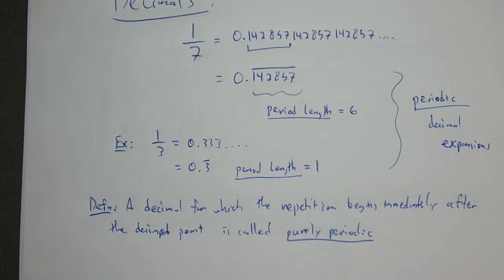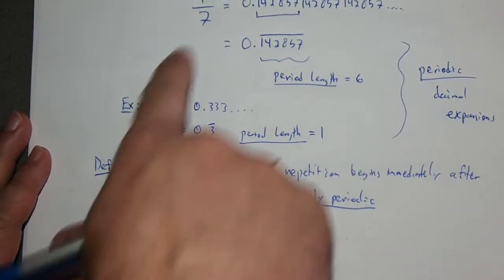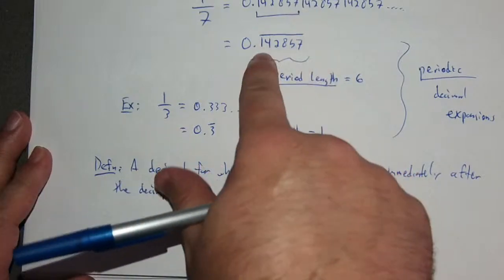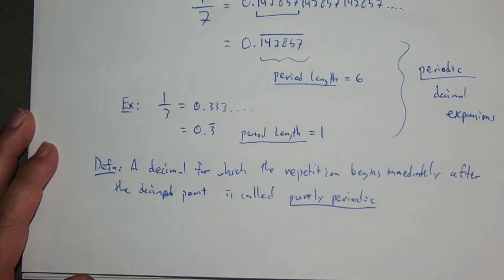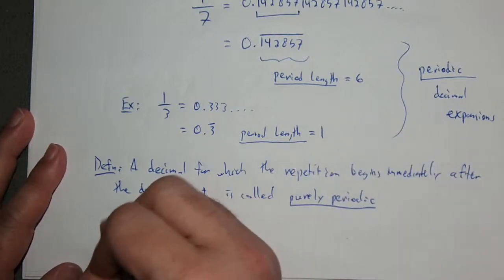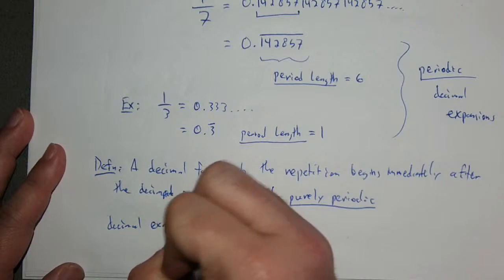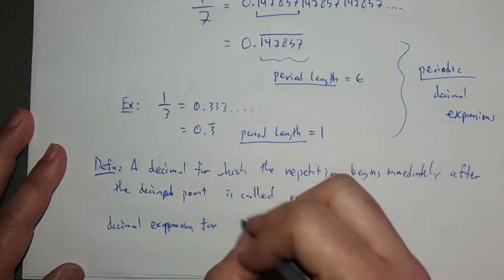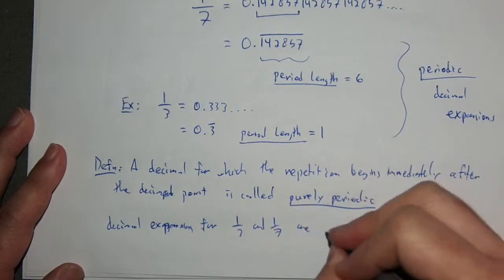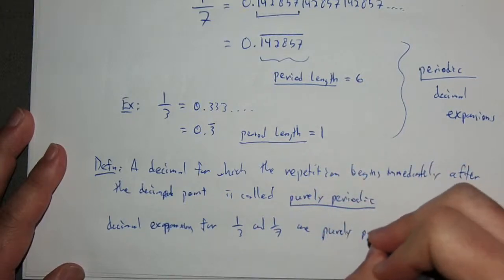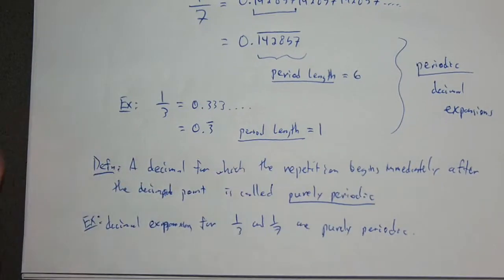Okay. Now, I've said a decimal for which the repetition begins immediately after the decimal point is called purely periodic. So both of these, that's true for. The repetition block begins immediately after the decimal. So these are both purely periodic, right? So decimal expansions for 1/3 and 1/7 are purely periodic, just as an example. Okay.